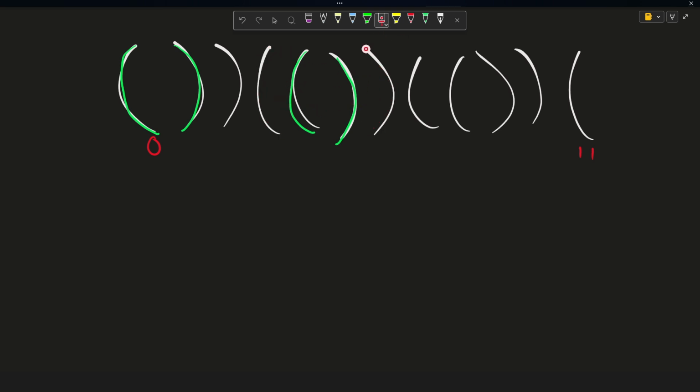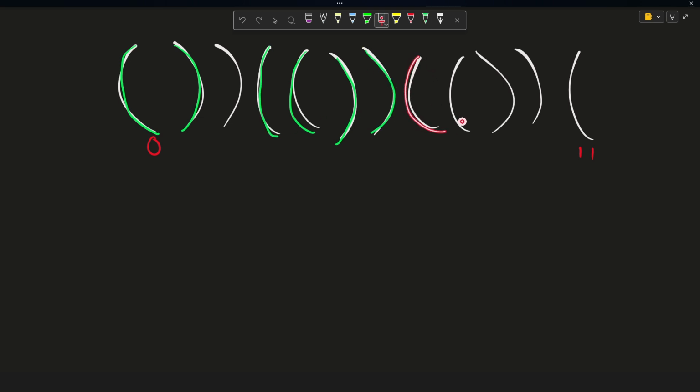So it means that we can match this closing bracket with this opening bracket, and hence this pair will form a correct bracket subsequence, that is, a valid bracket subsequence. So let us mark these two with the green color as well, and now let's move forward.